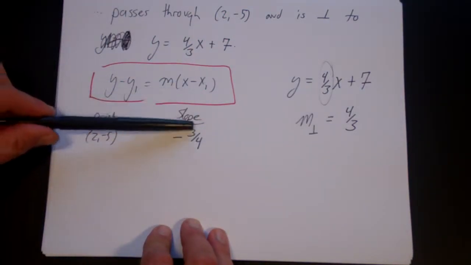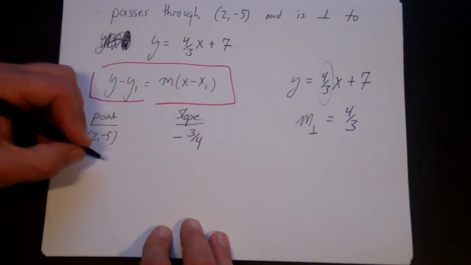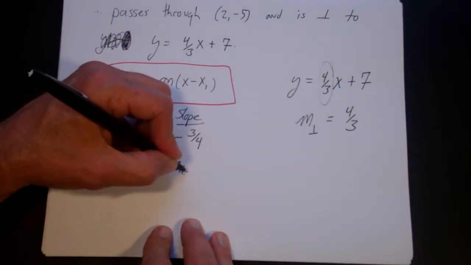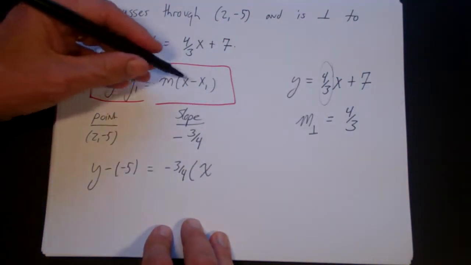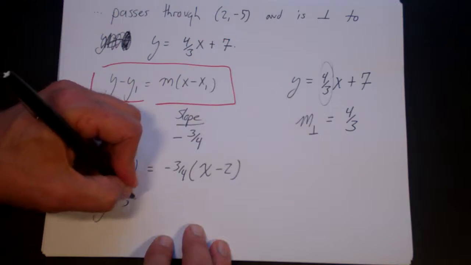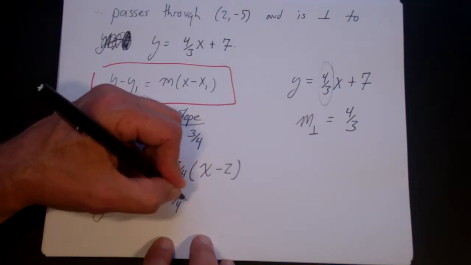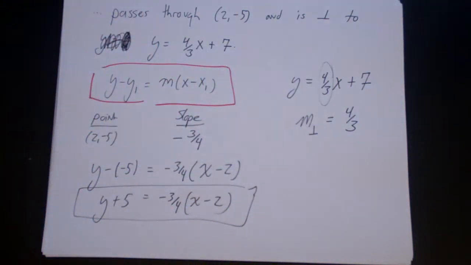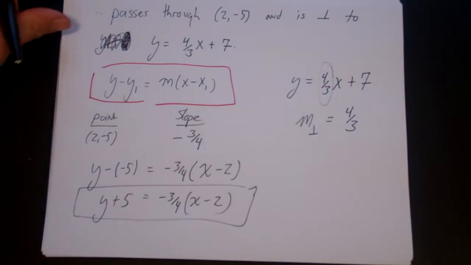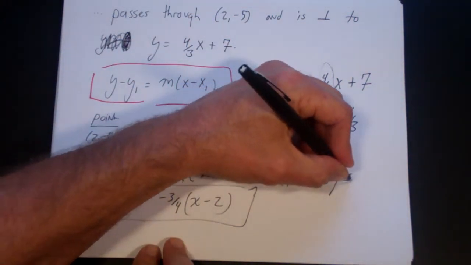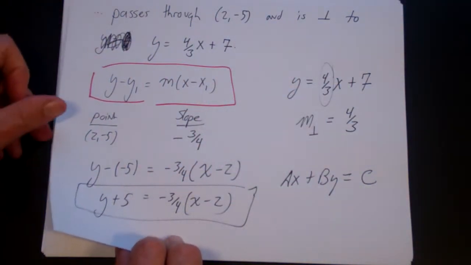Now we're just going to plug in the slope and then plug in the point. So that's y minus a negative 5 is equal to minus 3/4 times x minus 2. I don't like the negative 5, so it's y plus 5 is equal to minus 3/4 times x minus 2. Now I need to rewrite this one. In this instance, let's rewrite this in standard form. If we're going to rewrite this in standard form, then we need it to look eventually like ax plus by is equal to c. So I'm just going to move this up and rewrite it.